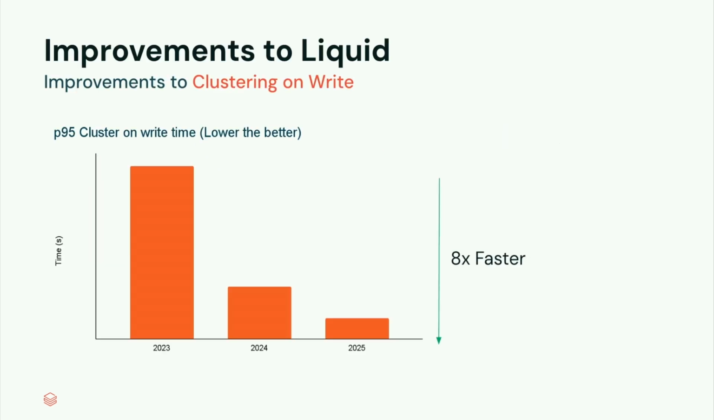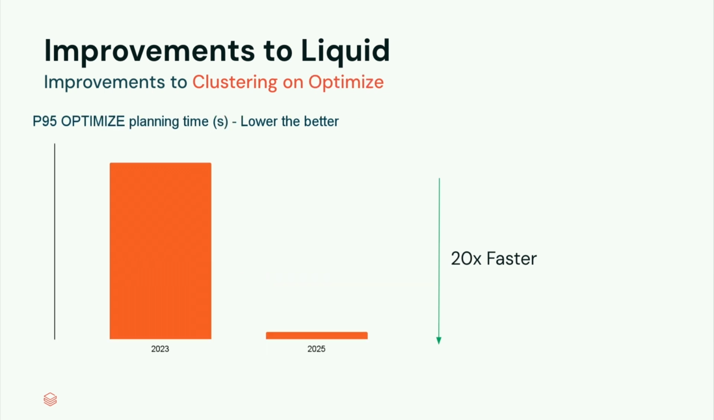So we announced liquid clustering in 2023, 2 years back, and these are the fleet P95 numbers of clustering on write from that year compared to this year. And we have improved our engine to be 8 times faster than what we started off with. And these are, in fact, for ingestions greater than 10 terabytes. And similarly, for Optimize that runs on tables greater than 100 terabytes, we've improved our performance more than 20 times since we first announced liquid clustering 2 years back.